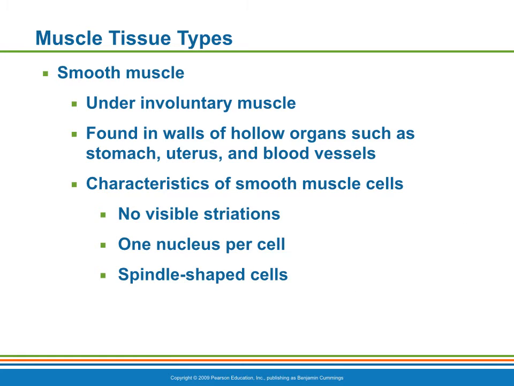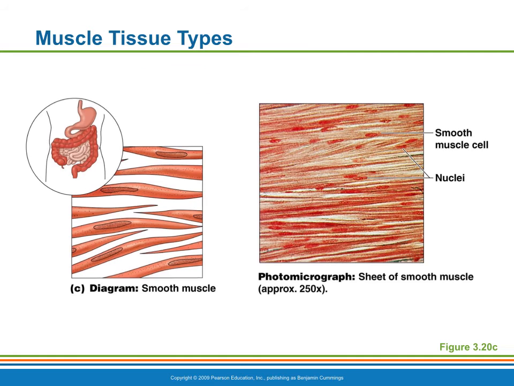Then we have smooth muscle. Now, smooth muscle is found in the walls of the hollow organs. And the characteristics here would be there are no visible striations. Again, there's only one nucleus per cell, and these are very spindle-shaped cells. And here's what it looks like.